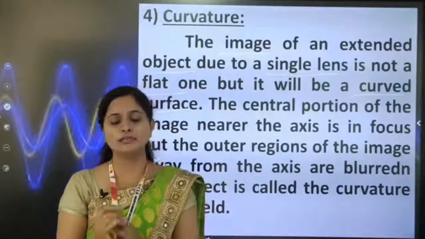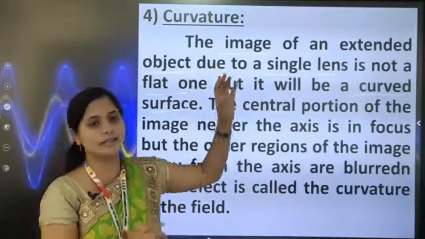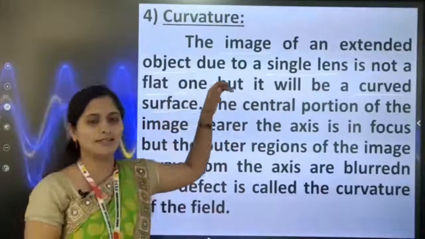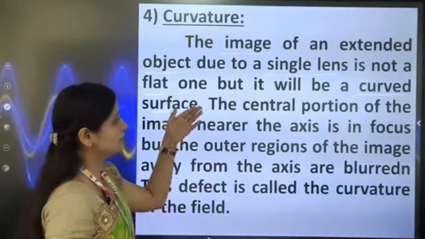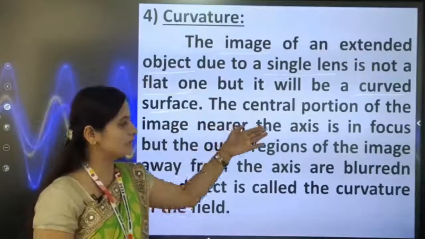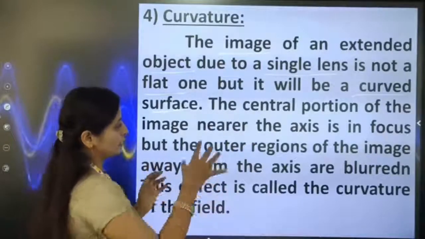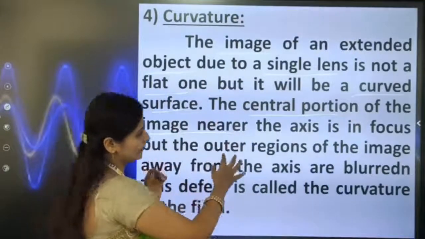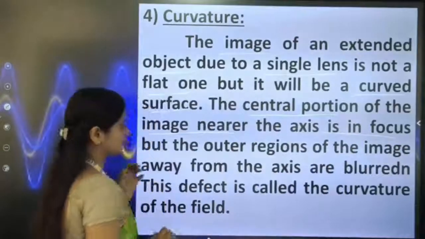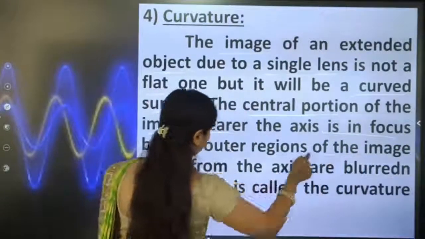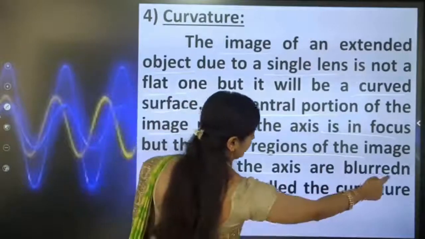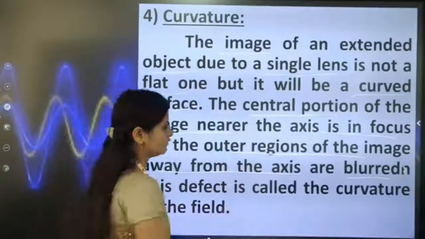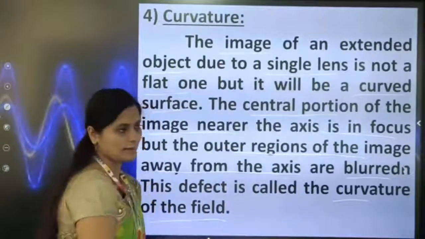Got it? Here we are taking one object. That object is nothing but a single lens. So that single lens we are extending, we are getting an image here. But that is not a flat one, that one is curved. So the central portion of the image nearer the axis is in focus. But what happened next? The outer region of the image away from the axis is blurred. This defect is called what? Curvature of the field. Got it?